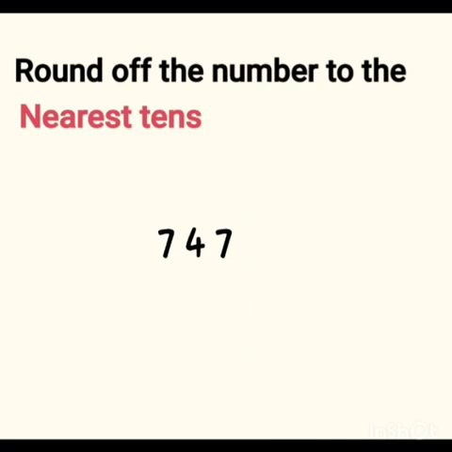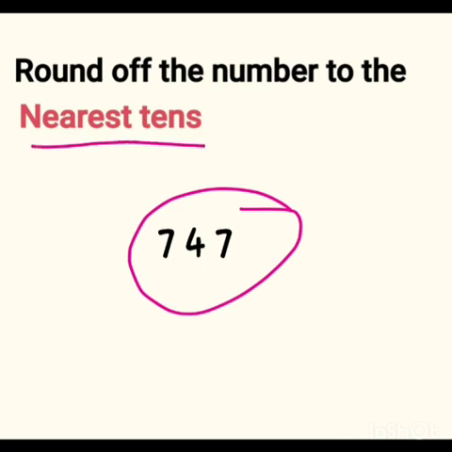Now I need to round this number, that is 747, to the nearest tens. I know that when I need to round off a number to the nearest 10, I need to look at the ones digit, right? So the ones digit here is 7. I also know that if the ones digit is 5, 6, 7, 8 or 9, I need to round up, that is to the next tens. So I need to round up.